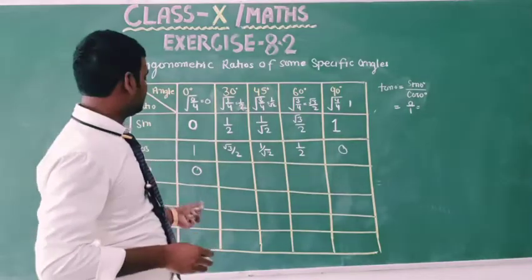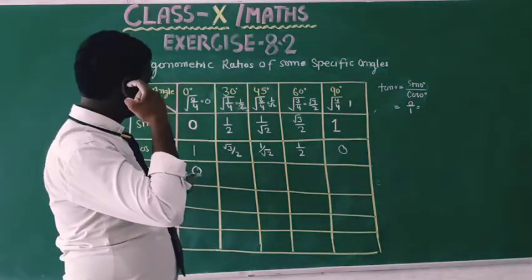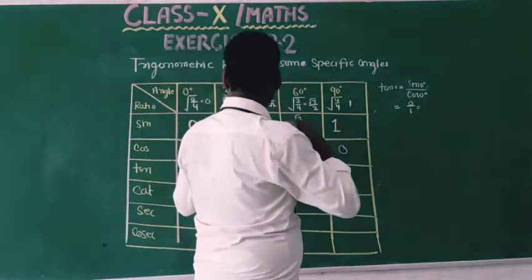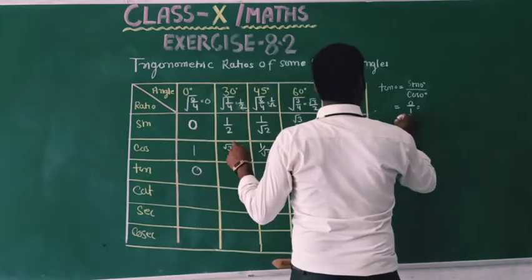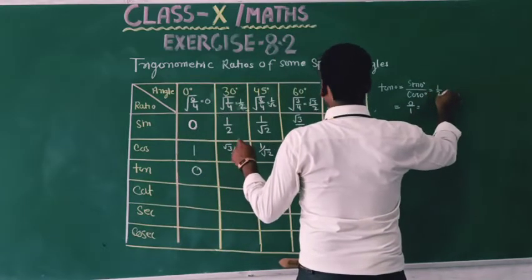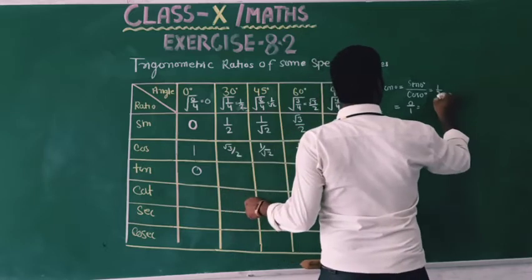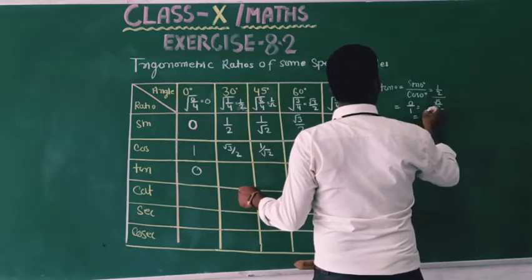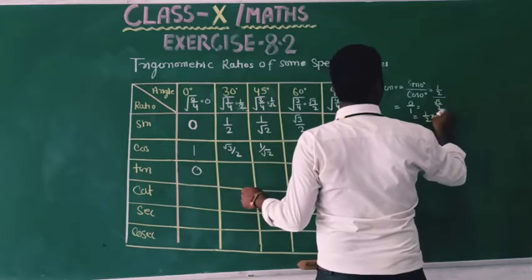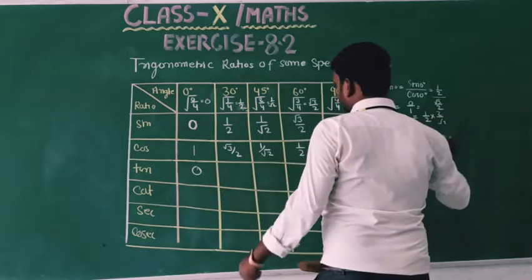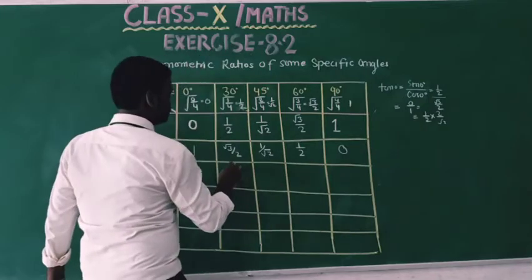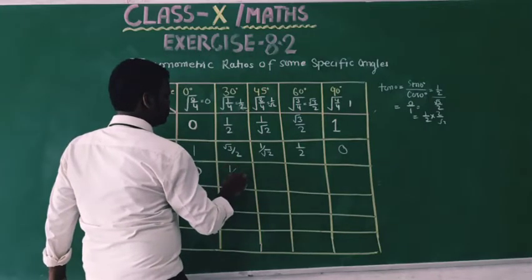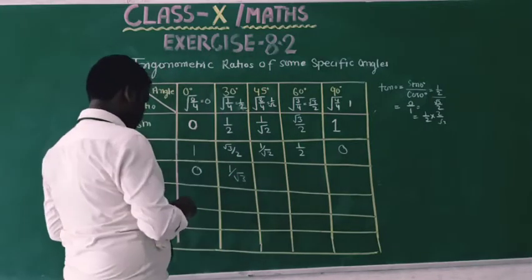0 divided by 1 is 0. The value of tan 0 degree is 0. And similarly for tan 30, this is 1 upon 2 divided by root 3 by 2, and after simplification we will get 1 upon root 3.